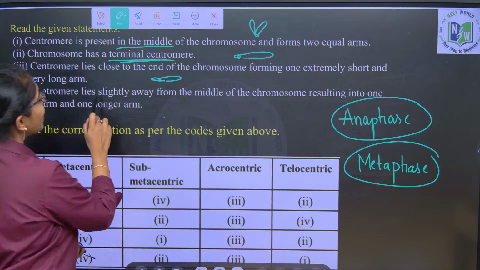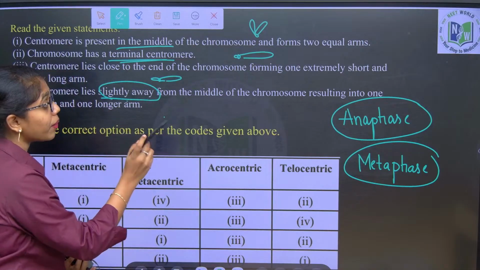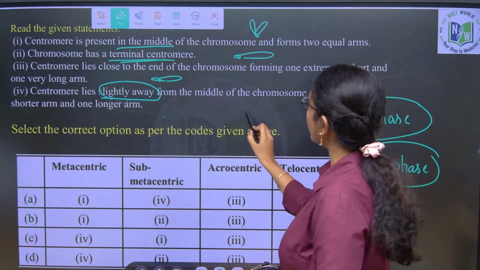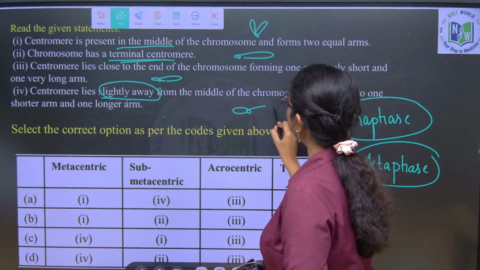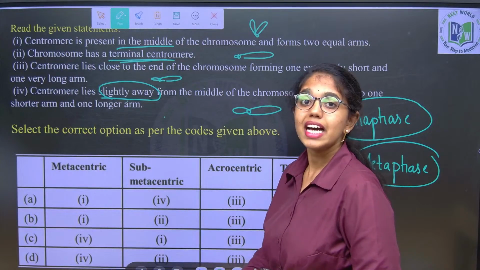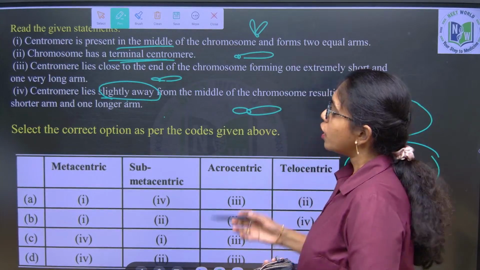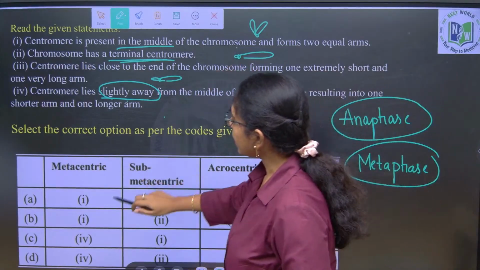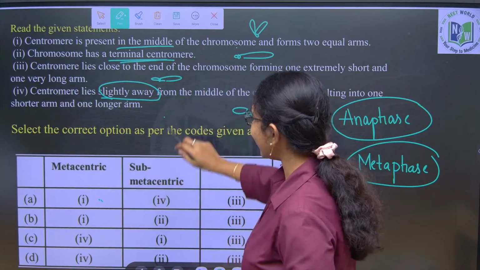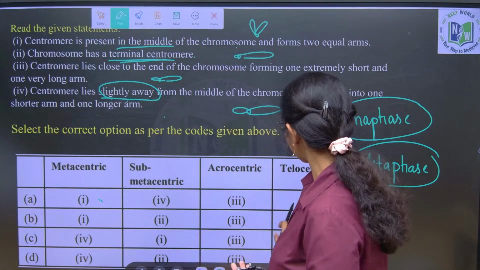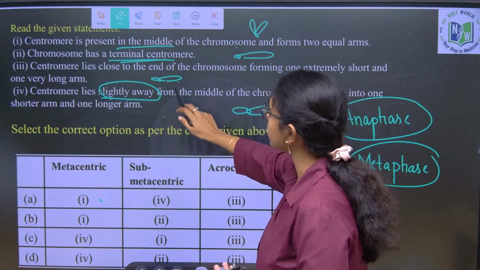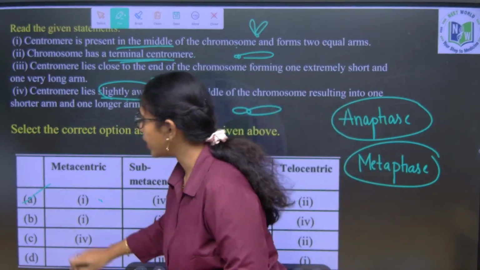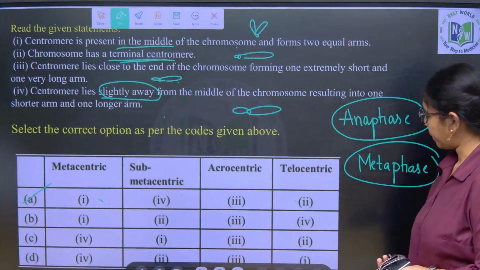Next, centromere lies slightly away from the middle of the chromosome resulting in one short and one long arm. This is what? Submetacentric chromosome. So here we have to go with the correct options. First is metacentric chromosome, second is telocentric chromosome, third is acrocentric, fourth is submetacentric. So here we have to go with option A.